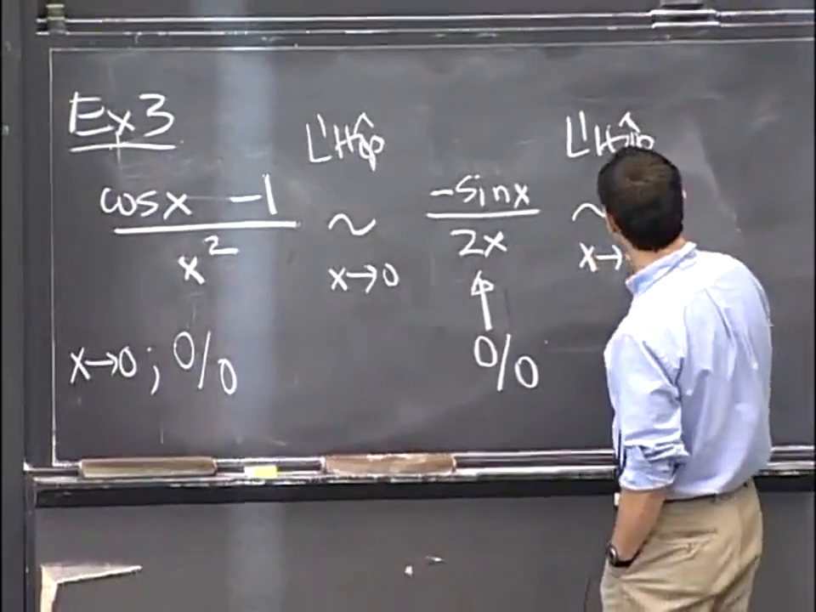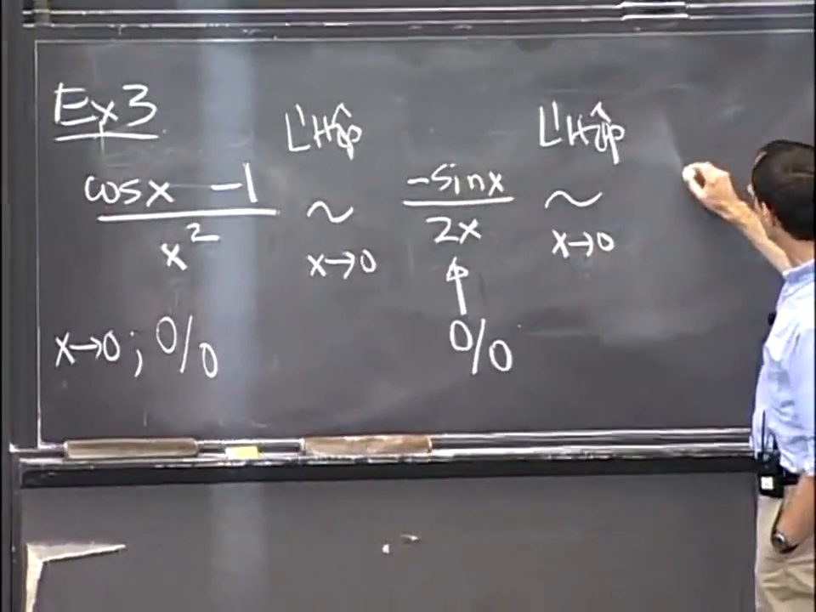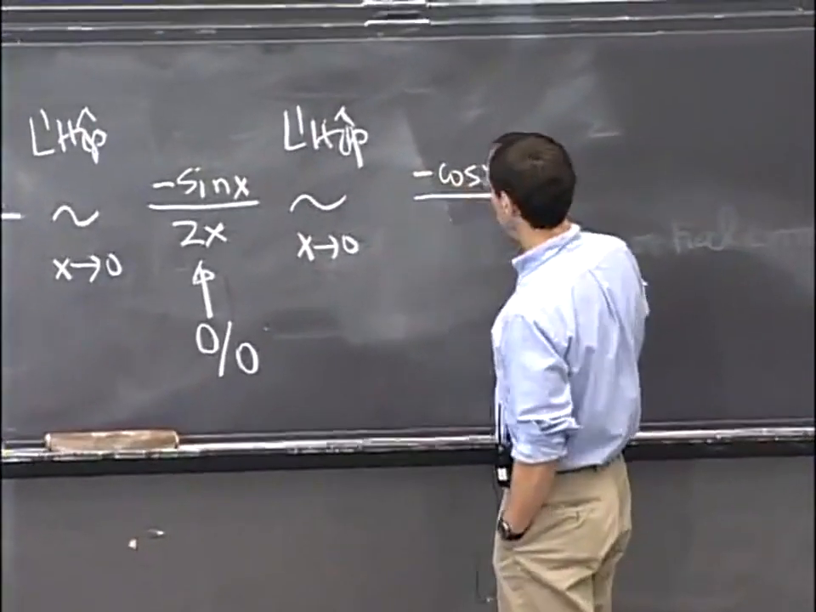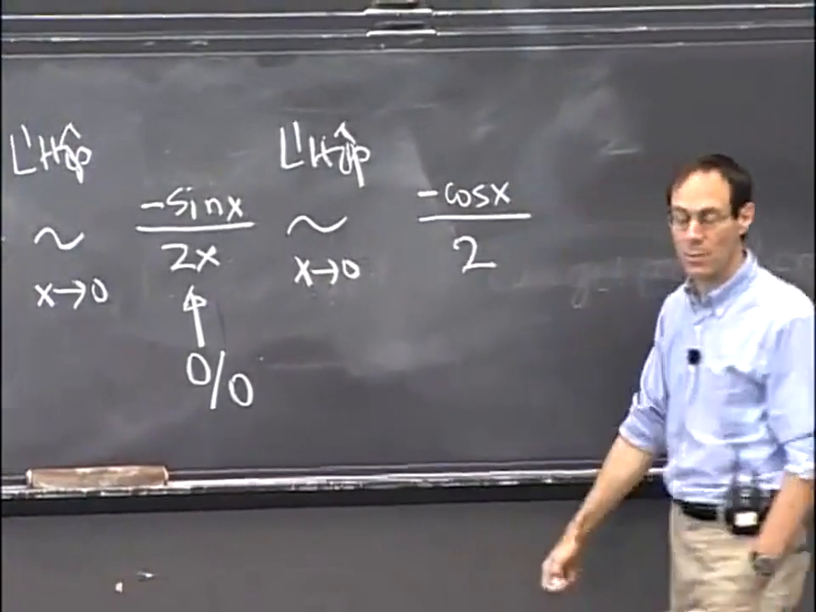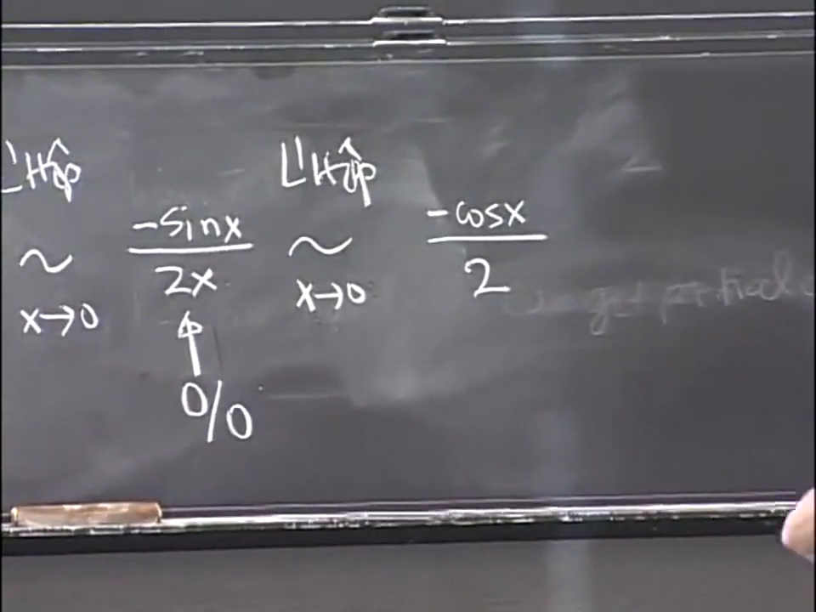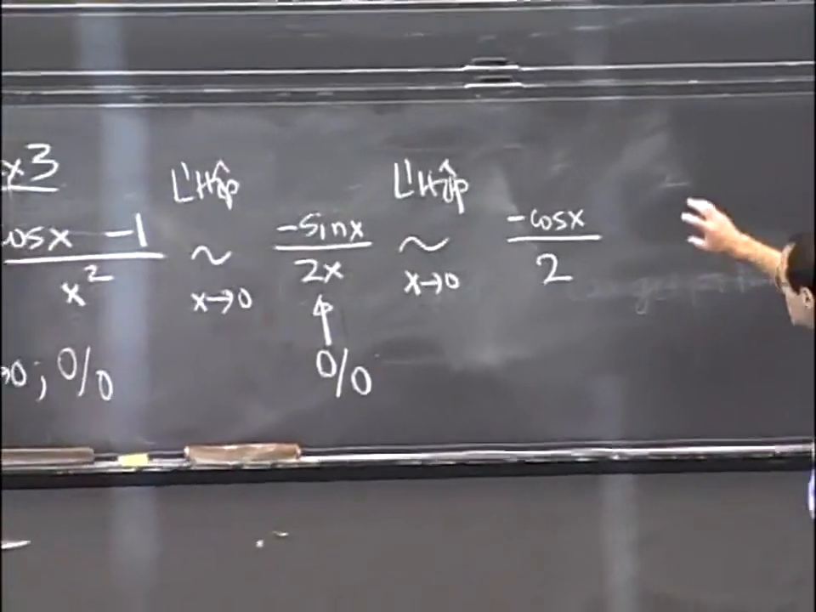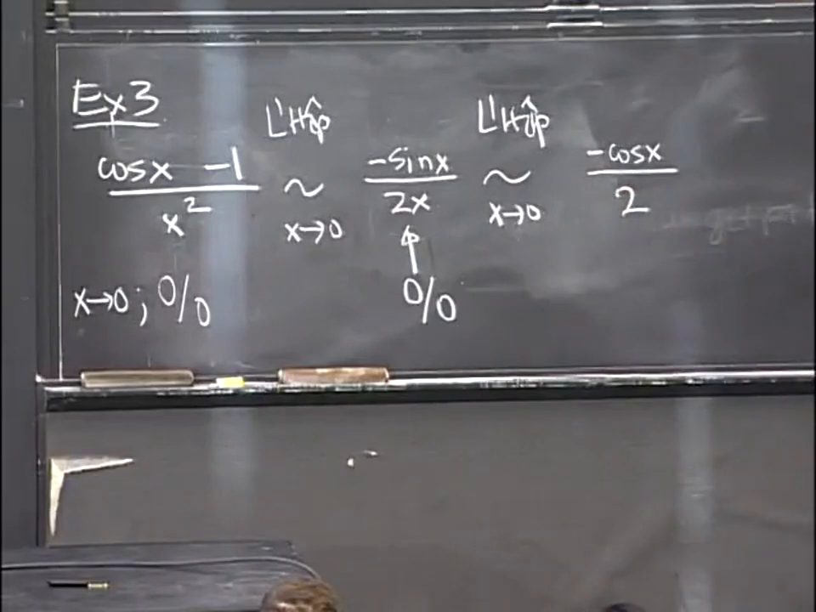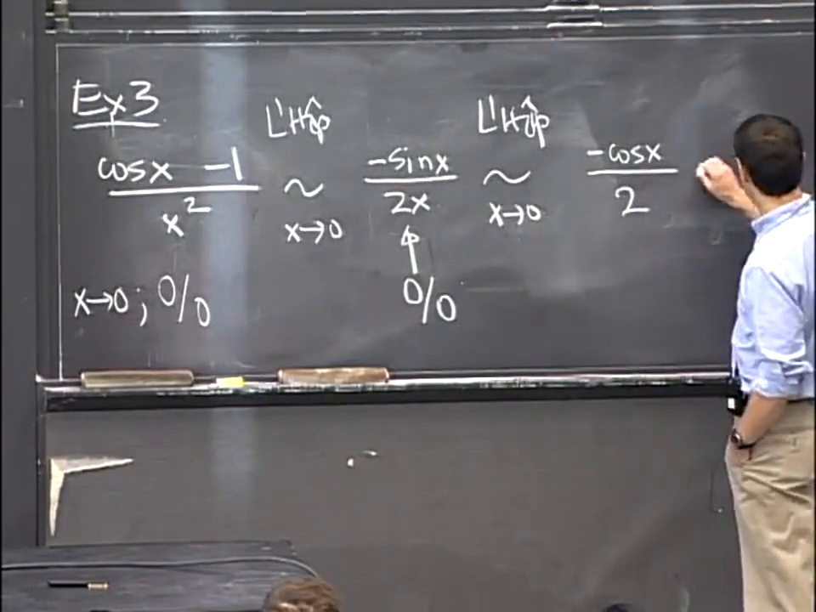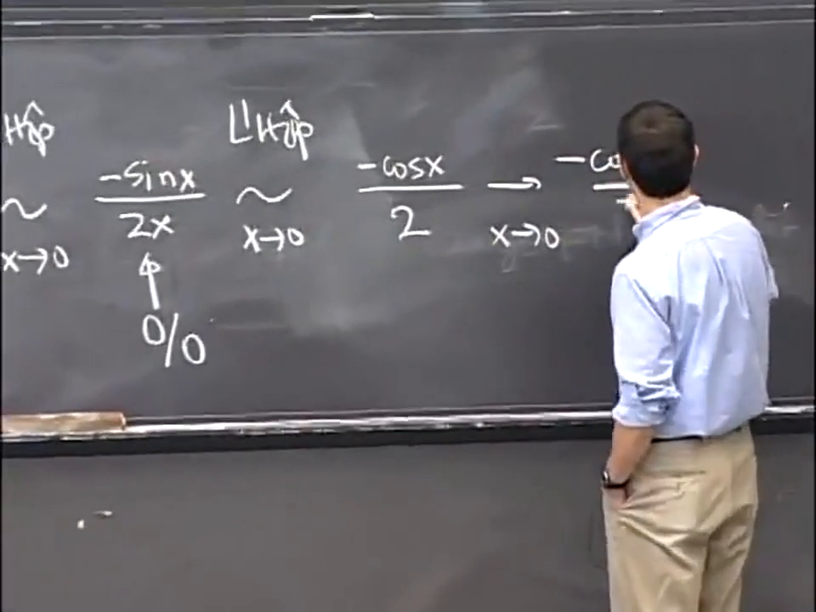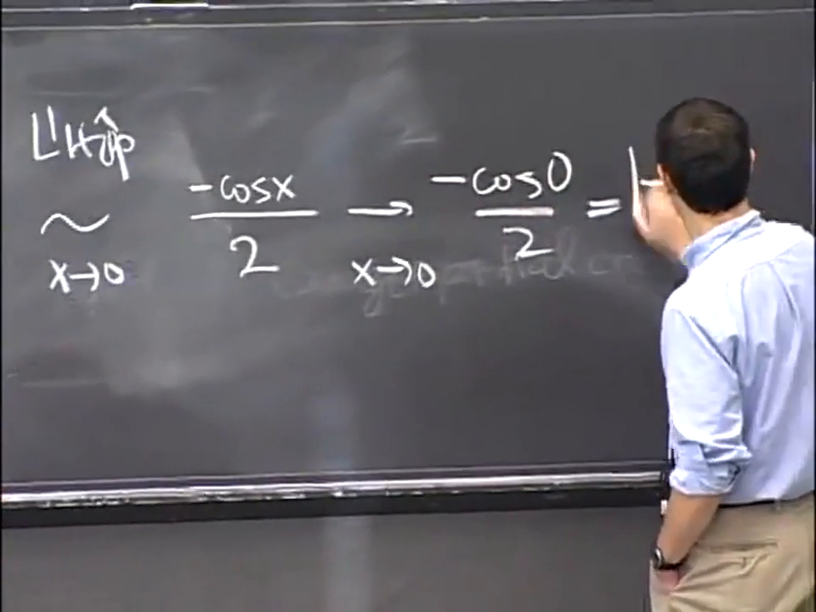And as x goes to 0, this is the same thing as, again, differentiating the numerator and denominator. So here I get minus cosine x in the numerator, and I get 2 in the denominator. Again, this is way easier than differentiating ratios of functions. We're only differentiating the numerator and the denominator separately. And now, this is the end. As x goes to 0, this is minus cosine of 0 divided by 2, which is minus a half.